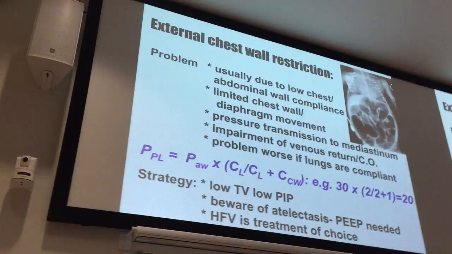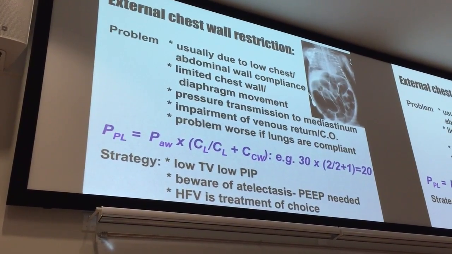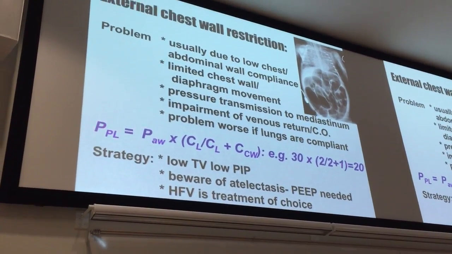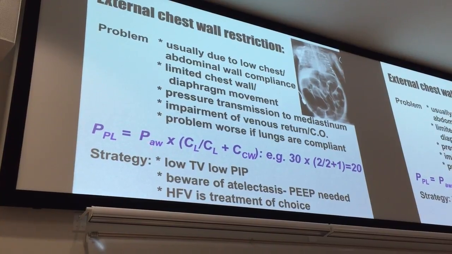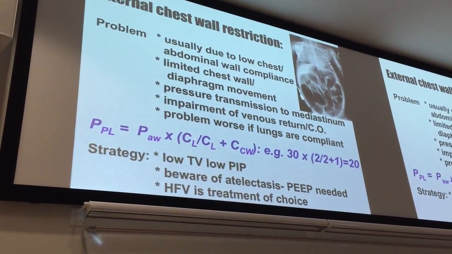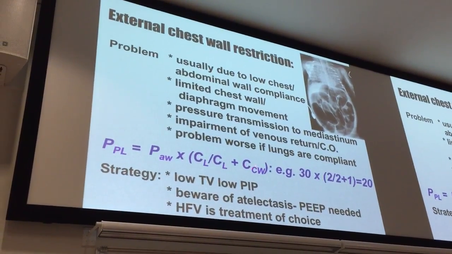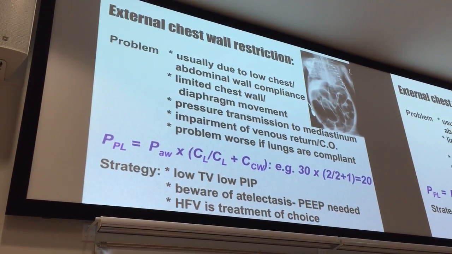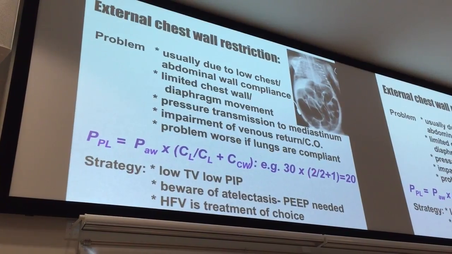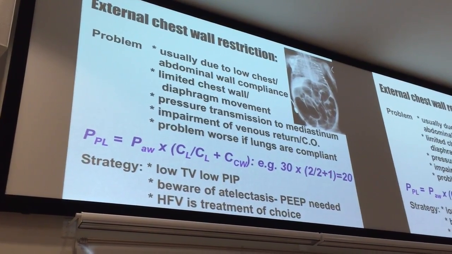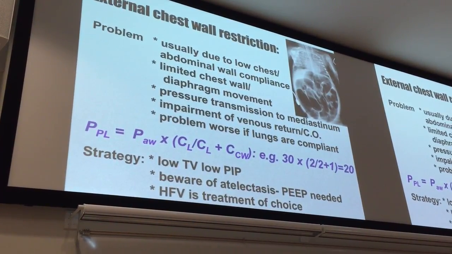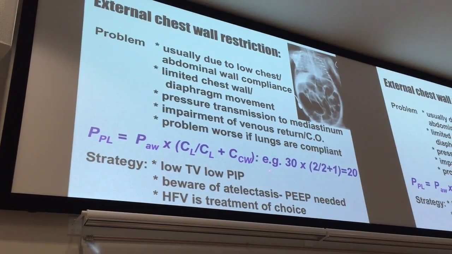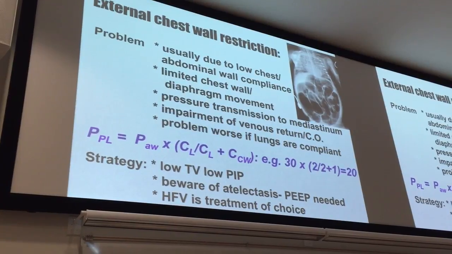So it gets tricky, especially when the lungs are normal, and that has to do with the fact that the stiffer the chest wall relative to the lungs, the more transmission of pressure to the mediastinum. Here's the equation: pleural pressure equals airway pressure times the ratio of lung compliance divided by respiratory system compliance. So if the baby is on a peak pressure of 30, and the lungs are fairly compliant, let's say a compliance of 2, and the chest wall is very stiff, only 1, which is quite low, appropriate in an older child or adult but very low for a newborn, then 2 divided by 3 is 2/3, and 2/3 of 30 is 20. So a lot of transmission to the mediastinum.